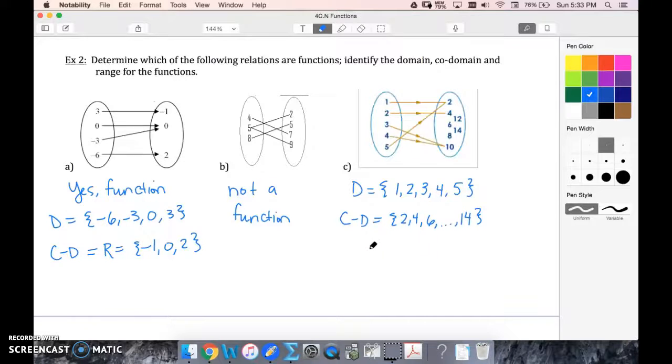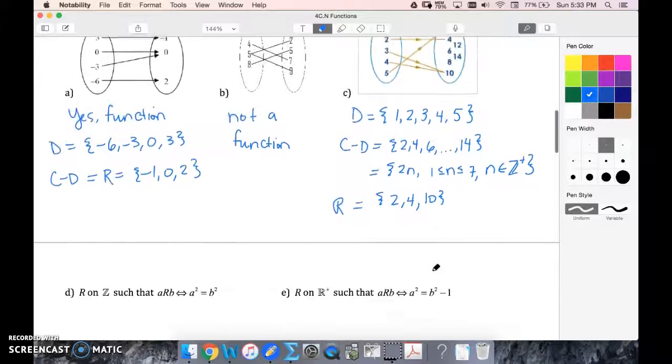So let's see what that would look like. We could say 2n, where 1 ≤ n ≤ 7, n is an element of the integers. It's a little bit more unwieldy than this, but either one is okay. And our range here is the values that we've used, so just 2, 4, and 10. All right, continuing on.